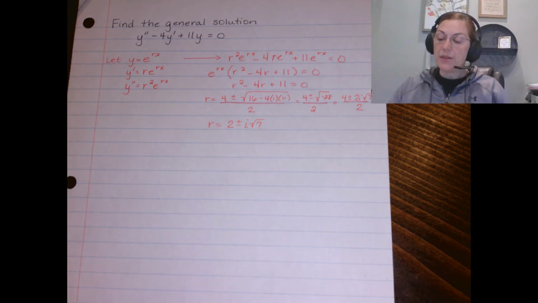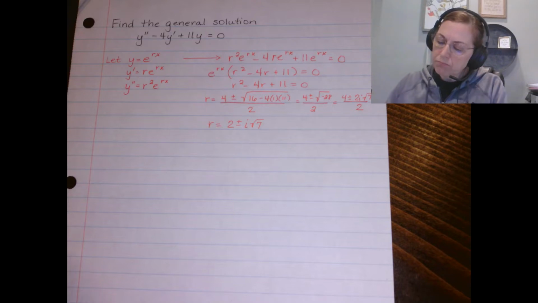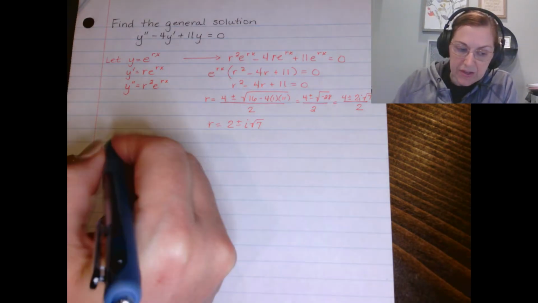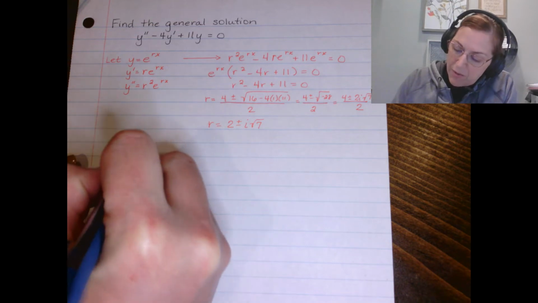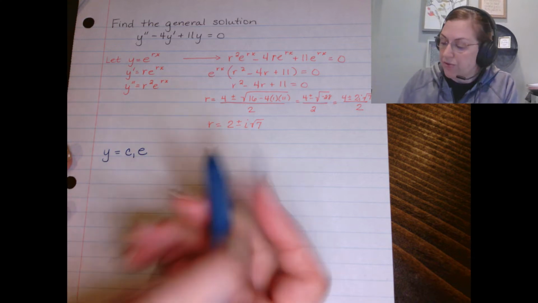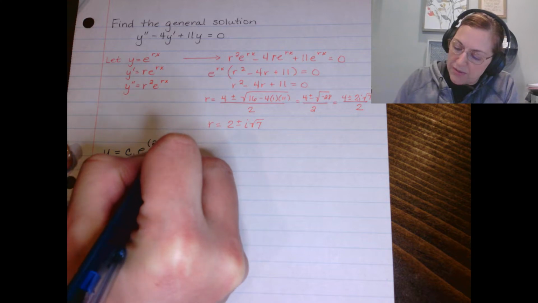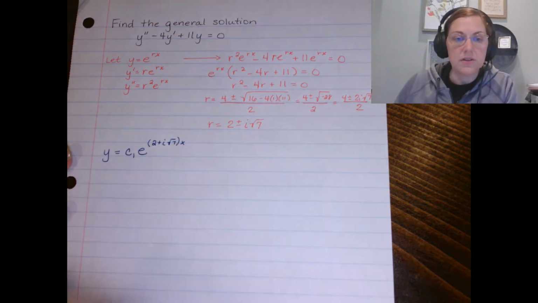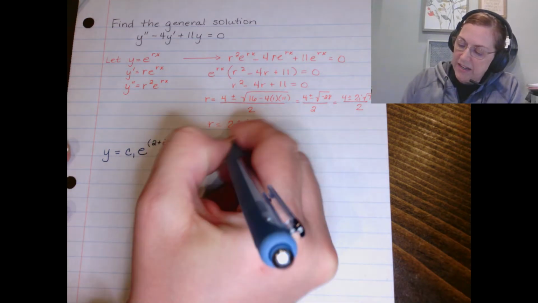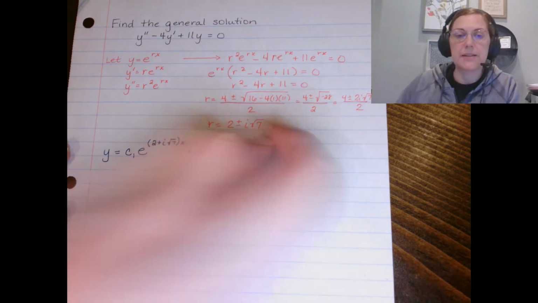Okay, so now let's put it in the general form of our solution. That's going to be y equals constant 1 times e to the r1 x, so the first one. So we'll do e to the 2 plus i square root of 7, times x. And then I've got plus the second constant, c2, times e to the 2 minus i square root of 7, times x.